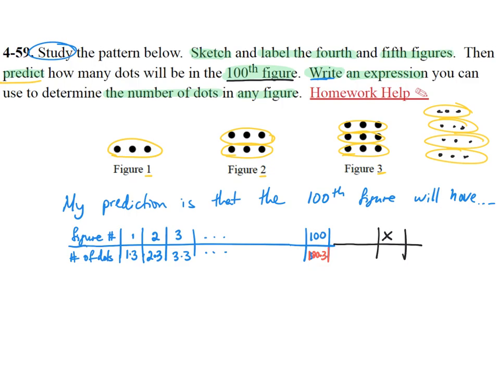So I'm looking at the numbers. When I had 2, I had 2 groups of 3. 3 groups of 3. So if I have x, it will be a multiple of 3. So 3 groups of x, or x groups of 3. So the expression will be 3x.